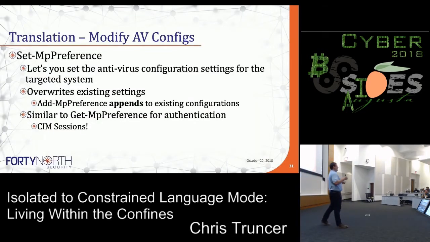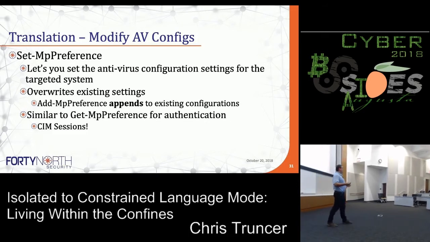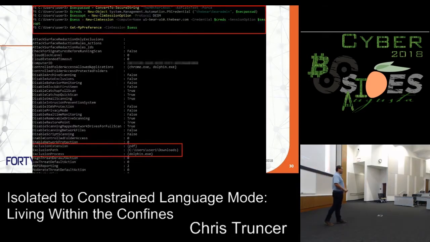The next interesting commandlet that goes along with this is Set-MpPreference. Set-MpPreference is what you would probably imagine. It allows you to set antivirus configuration settings for whatever system you're trying to authenticate to. The difference is there is Set-MpPreference and there is Add-MpPreference. Set-MpPreference will overwrite whatever settings currently exist for the system that you're targeting. Add-MpPreference appends to an existing configuration. So let's say, like on the previous slide, PDF is here, and I were to do Set-MpPreference to exe, the only thing that would be here now is exe. If I were to use Add-MpPreference, you would see PDF and exe.